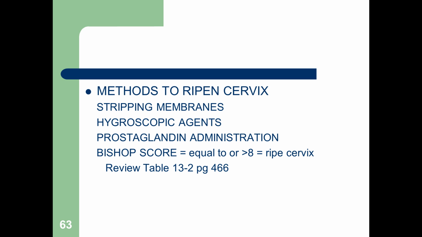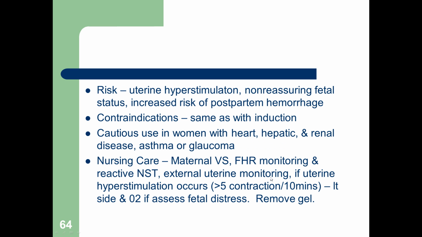Sometimes they use prostaglandin administrations that help to soften and efface the cervix. And then, again, the Bishop score has got to be equal to or greater than 8, which would indicate a ripe cervix, okay? And you can review that table in your book, okay? So what's the risk here? Well, certainly uterine hyperstimulation, non-reassuring fetal status, and increased risk of postpartum hemorrhage.